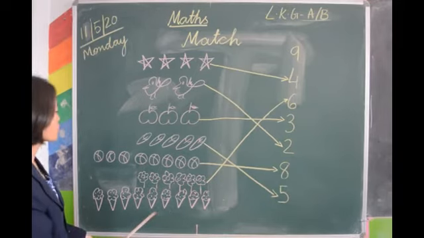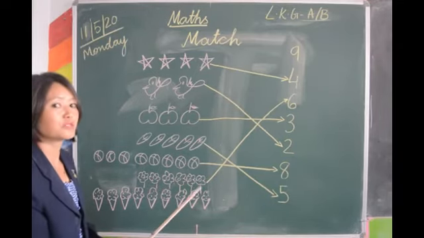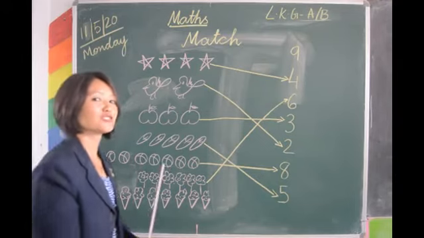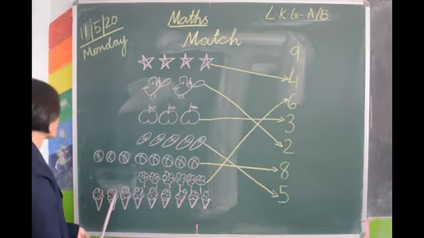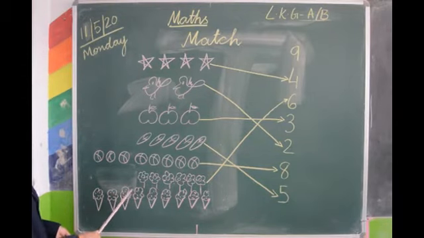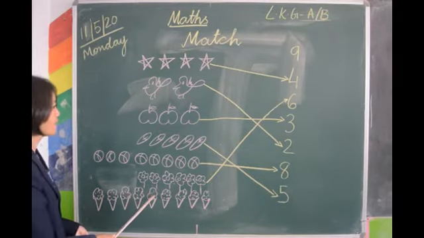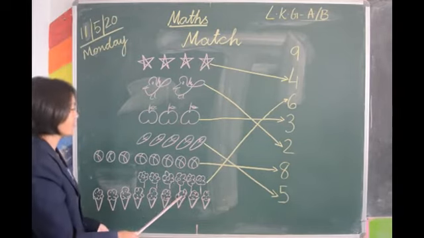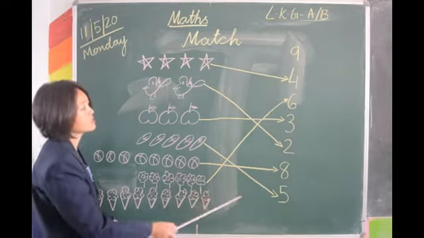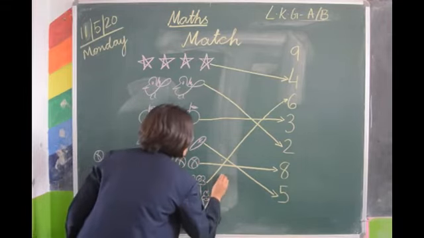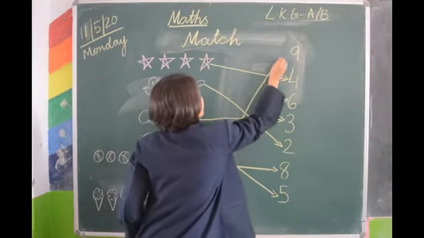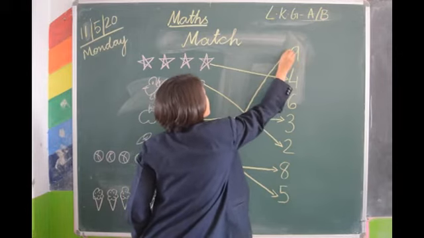Now, how many ice creams are there? Do you like ice creams? Yes, I also like them very much. So, let's count ice cream. 1, 2, 3, 4, 5, 6, 7, 8 and 9. So, let's see, where is 9? Yes, at the top. From here you draw the line and then do the arrow.